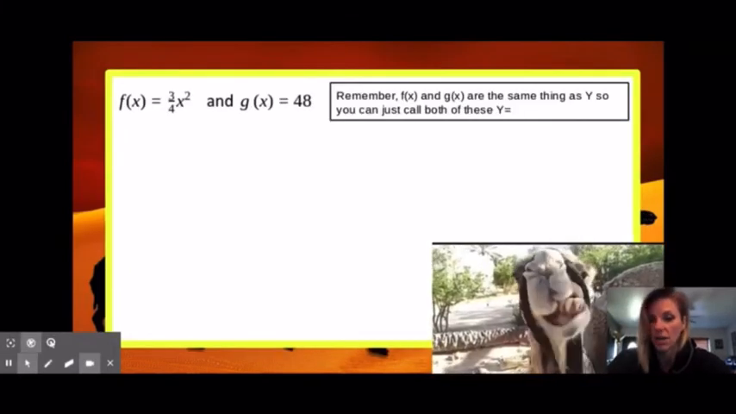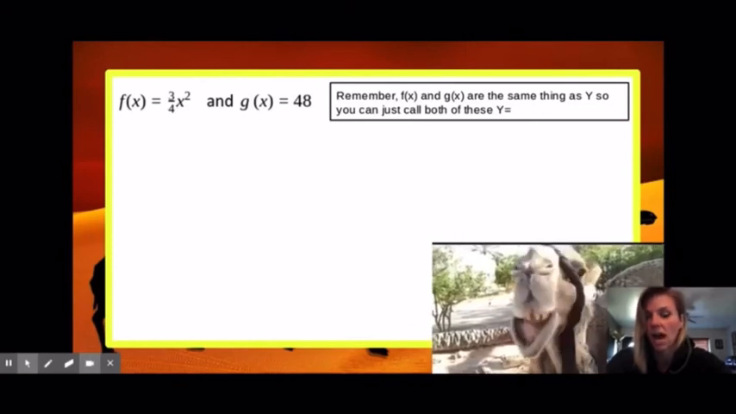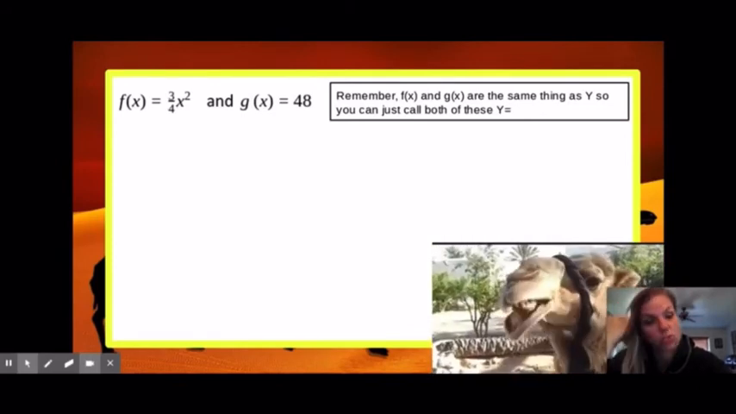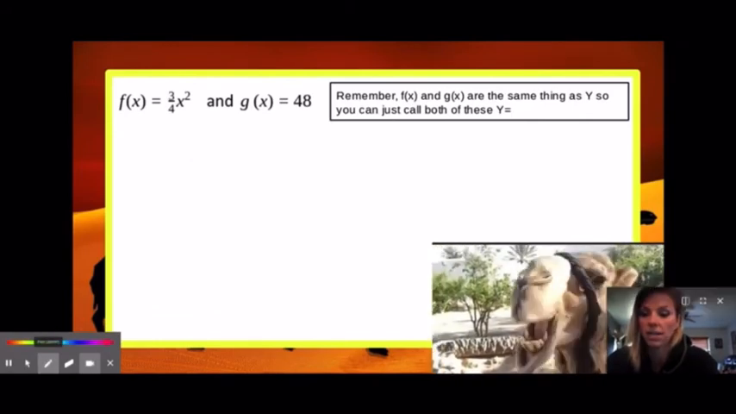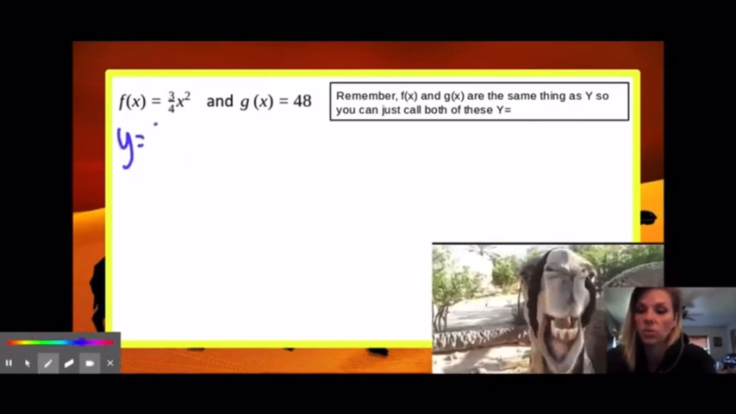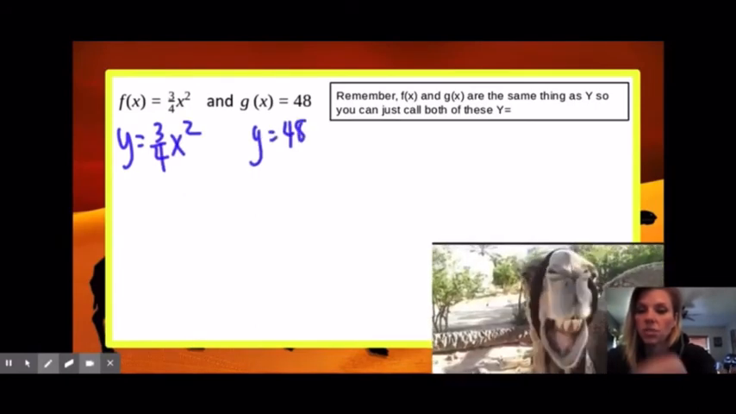All right, let's look at this one. So here, and I love the little camel on the side here. Same idea like we did yesterday. We just threw in some function notation. Remember, f of x and g of x are the same thing as y. So if you want to rewrite these as y equals 3 over 4 x squared and y equals 48, you're good. We're still solving the system.